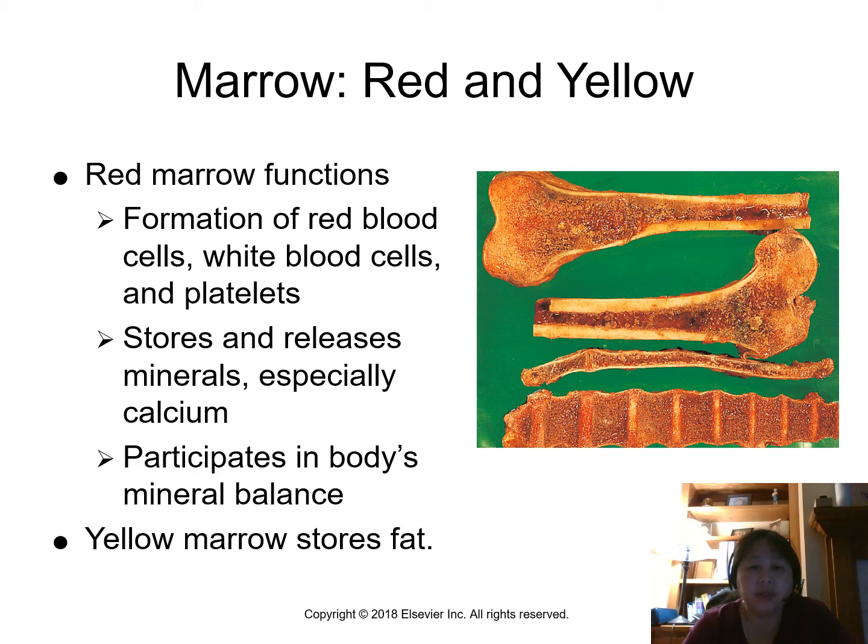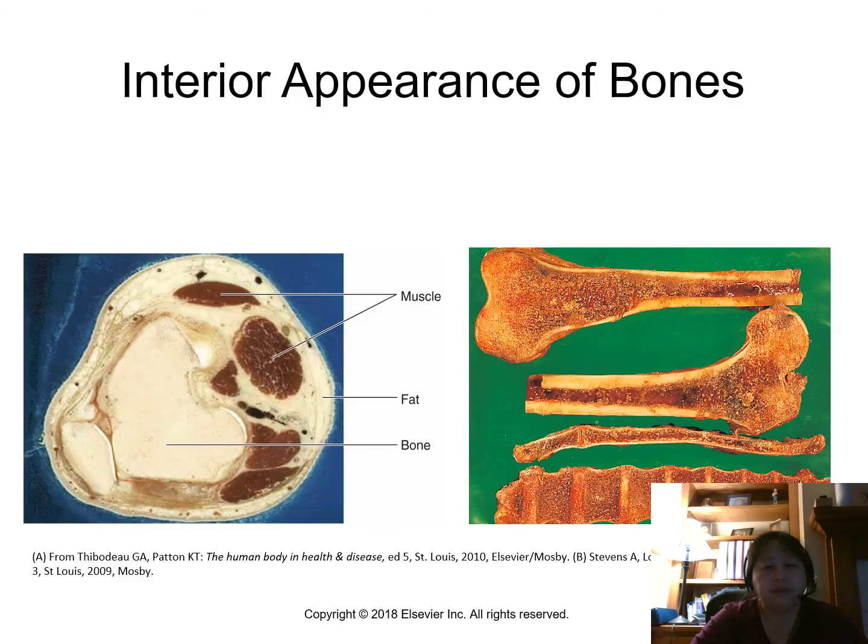blood cells for us. It also stores and releases minerals, especially calcium, that we need for our body as well. And then it's important that we have the balance between all of these minerals to keep our body healthy. The yellow bone marrow actually is where a lot of the fat is stored.